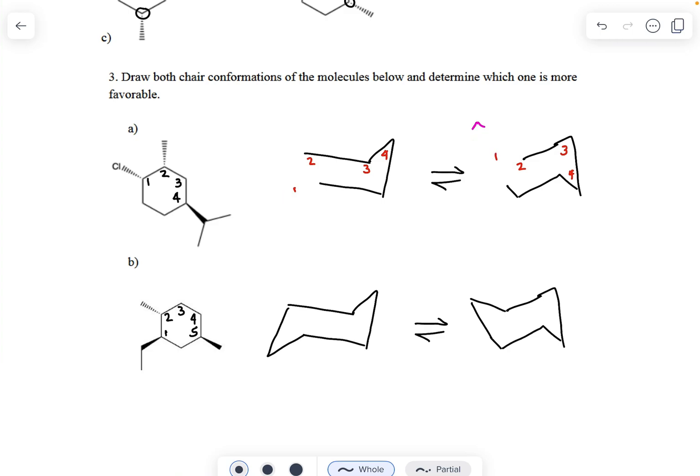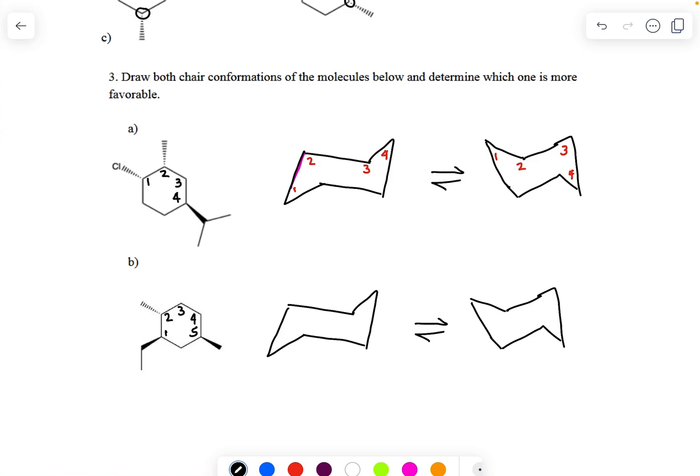Didn't mean to erase that entire thing, but let me fill it back in. Oops, black. Okay, not the neatest chairs, but it will do.